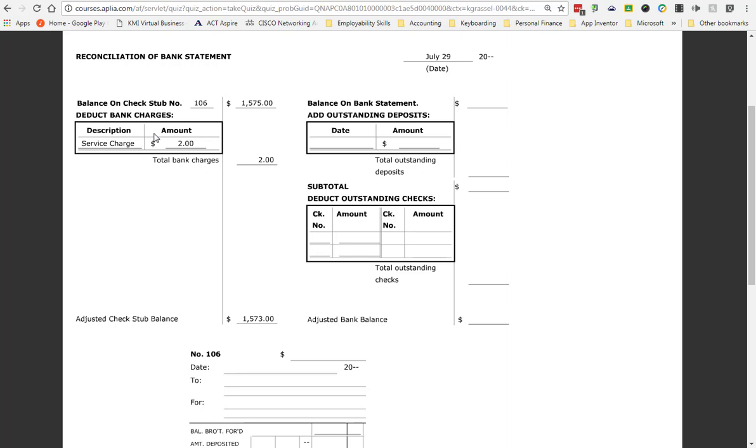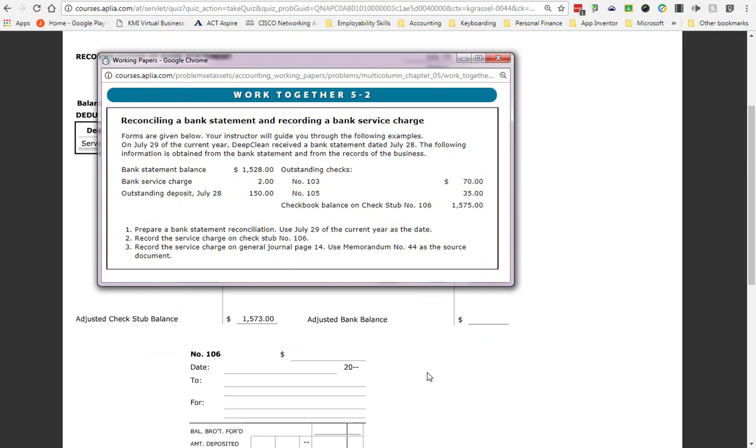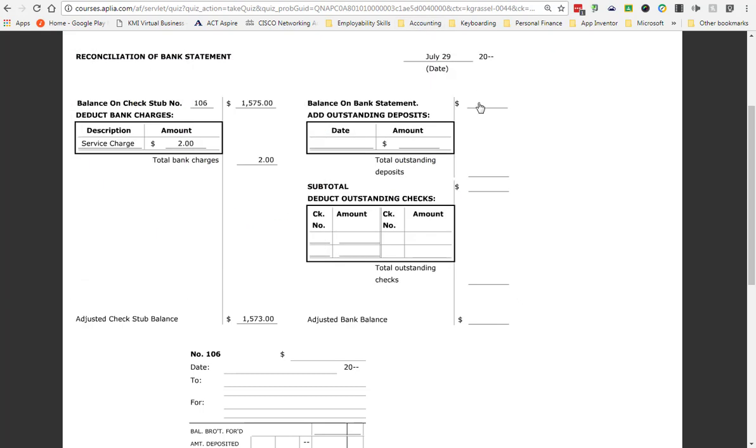Yeah. Good. Okay. Now we're going to go to the right side. Right side, starting at the top, it says balance on bank statement. So I go to my directions, and I have to look through here until I find the bank statement balance. Nick, did you find the bank statement balance? How much is it? 1528. Let's get that on the top.